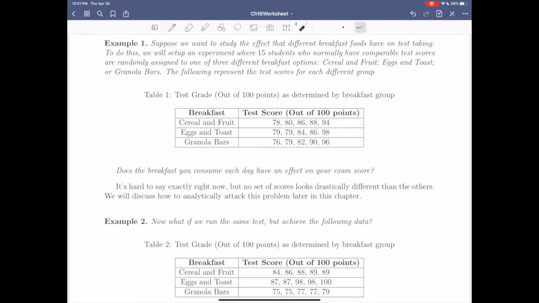And the test scores that we get when we do this study the first time are as follows. For the cereal and fruit group, we have test scores that range from 78 to 94. So not centrally organized around a single number, it's kind of spread out, but 78 to 94. For the eggs and toast group, it's 79 to 98, and for the granola bars group, it's 76 to 96. And so the question is, did the breakfast that the student had affect the score that the student achieved on the exam later that day?